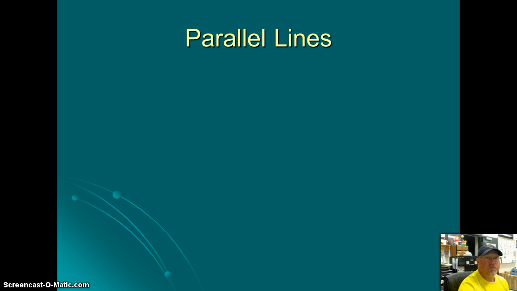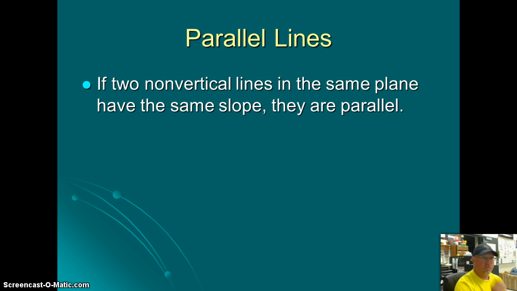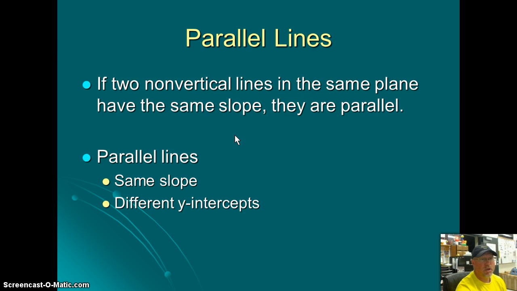For parallel lines, we have two non-vertical lines in the same plane that have the same slope. They are parallel. So the key words here are same slope. They will have different y-intercepts. When you're looking at two equations and they're asking you, are they parallel, the first thing you look for, and really the only thing you look for, is the same slope. That will give you whether they are parallel or not.